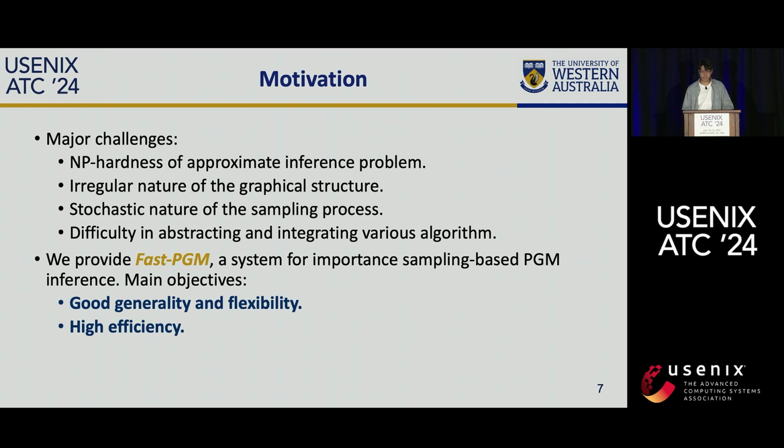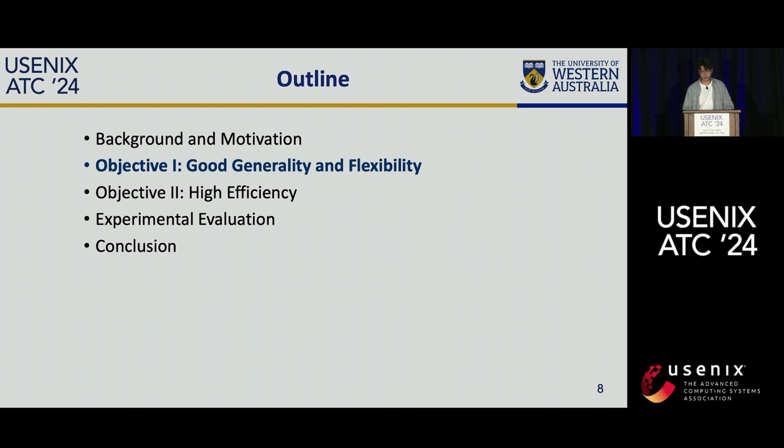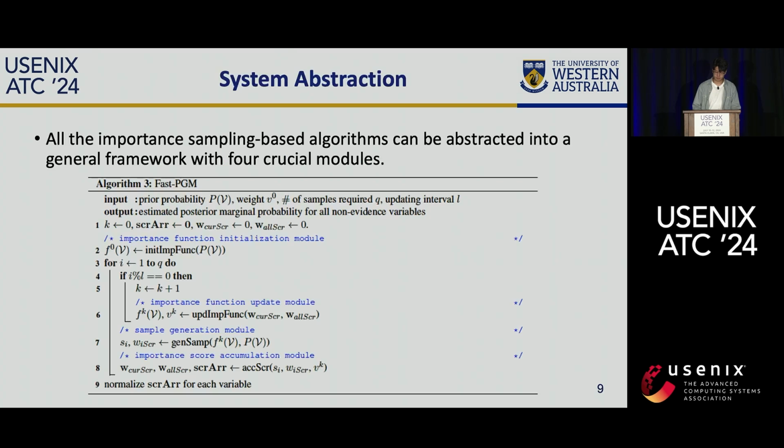To address these challenges, we provide a system for importance sampling-based inference called Fast PGM, and it is designed with two primary objectives: good generality and flexibility, and high efficiency. Next, I will talk about the first objective.